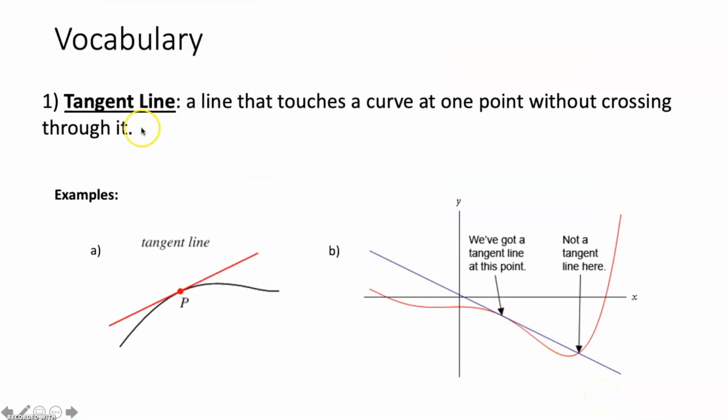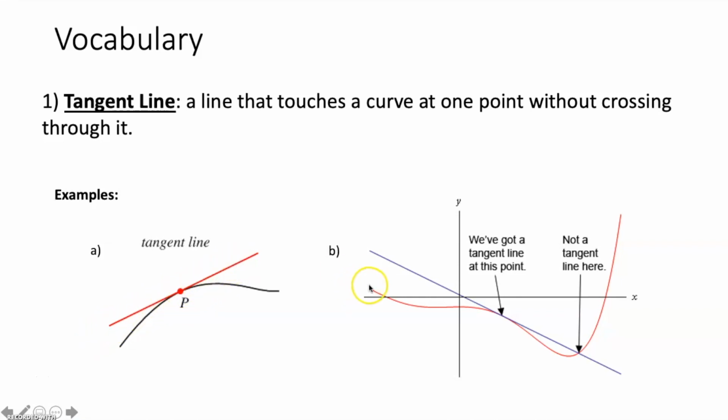First vocabulary term is a tangent line. That's a line that touches a curve at one point without crossing through it. So here you can see we have a black function, and this red line is a tangent line because it touches the black function at one point, point P, the point of tangency, and then continues on. It doesn't go through the black function. It doesn't cross through it at 2 points. It just touches it at one point and then continues on.